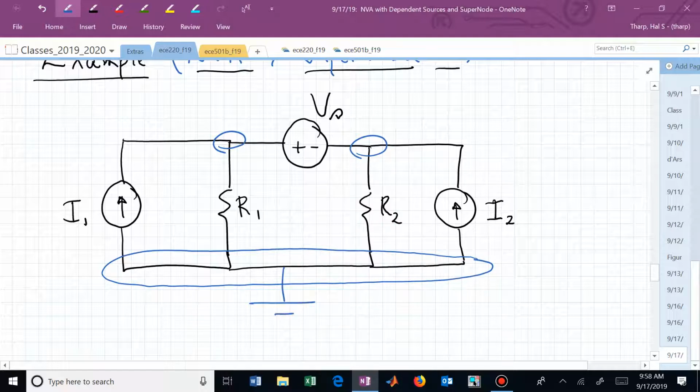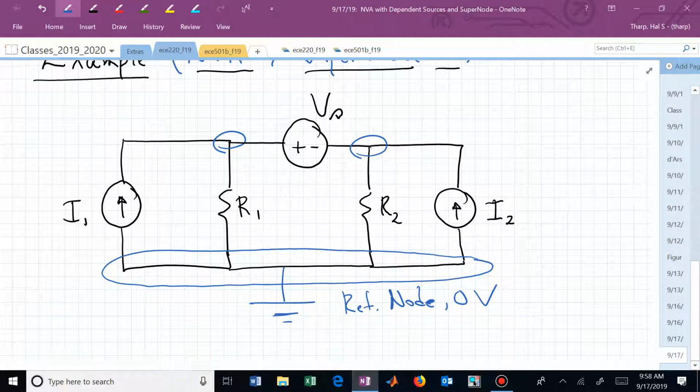Let's go ahead and make this our reference. When that's the reference, that's at 0 volts. In the lab, that's where we would connect our negative lead if we're measuring this with the digital multimeter. And the red or positive lead we would touch at the node above R1, which let's call V1, and the node above R2 is V sub 2.